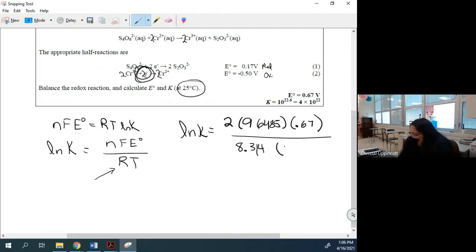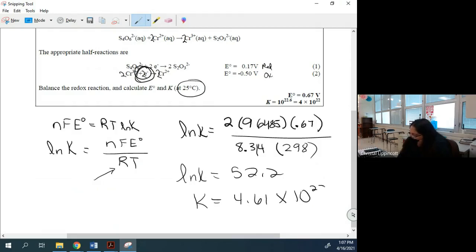What do I need to do? Yep, so 298. All right. So then that's going to give me the natural log of K will equal 52.2. And so if I take e to the x, K will end up equaling 4.61 times 10 to the 22nd.